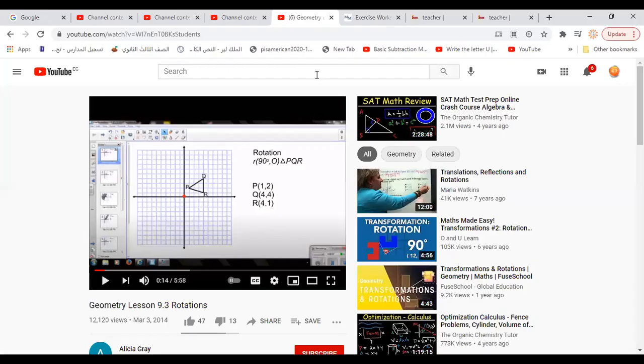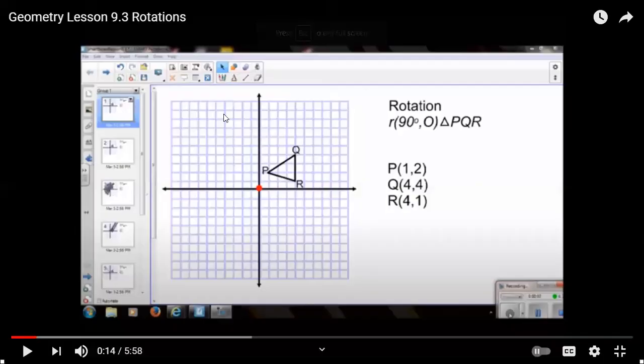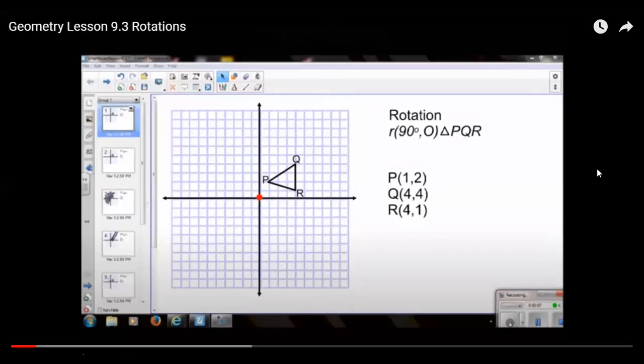We have to flip. Turn. We have to turn. Okay? Then, again, what is the meaning of the word rotation? A rotation is a transformation, right? A rotation is a transformation that turns a figure around a given point.